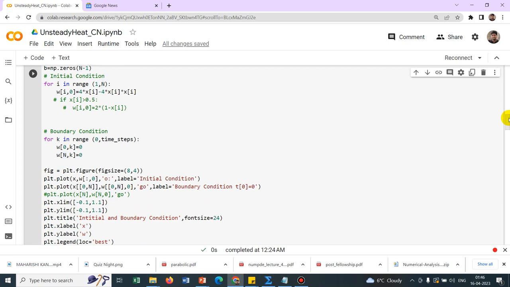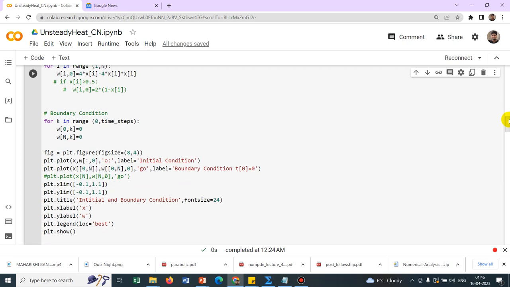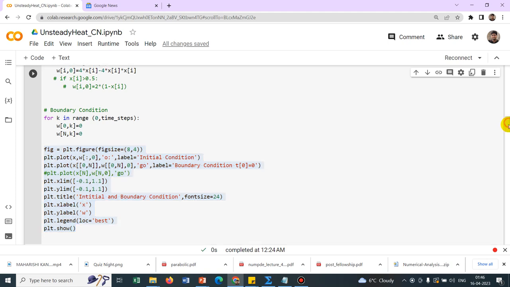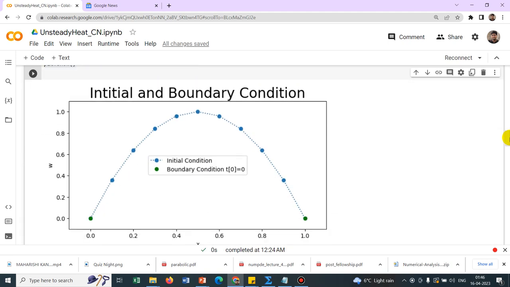So in this step, we have defined initial conditions and boundary conditions. And again, by this particular code, we are basically plotting the initial and boundary condition, and you can see the initial and boundary condition looks like this. So the green points are the boundary condition, as well as they are basically coinciding both initial and boundary conditions, and the blue points indicate the initial conditions.